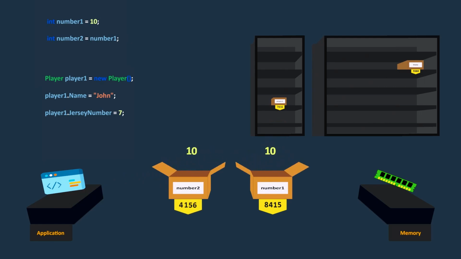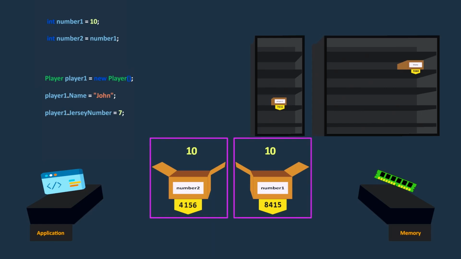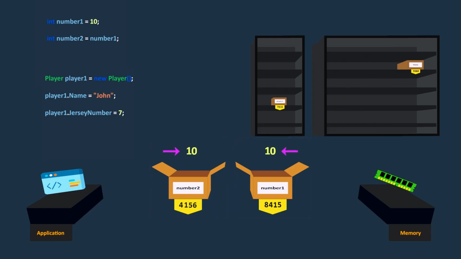If we declare another int variable named number2 and assign the value of the number1 to it, the value of number1 will be copied to the number2 variable and a separate memory location will be allocated to the number2 with a value of 10. We now have two separate memory locations for the number1 and number2 variables, and each of them holds the value of 10 independently of the other.